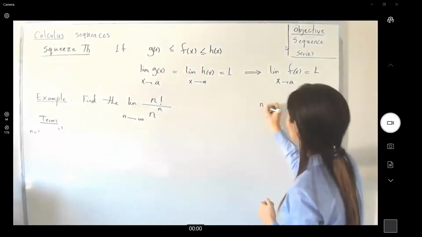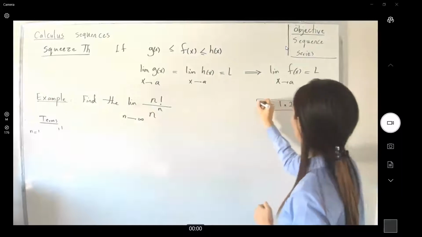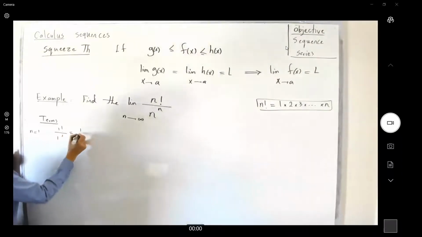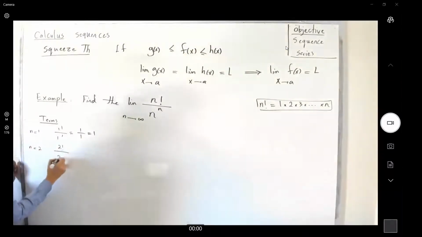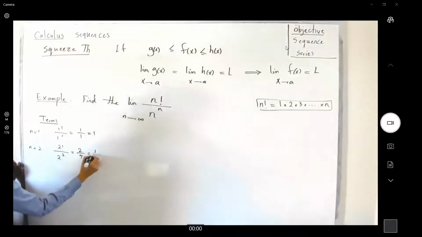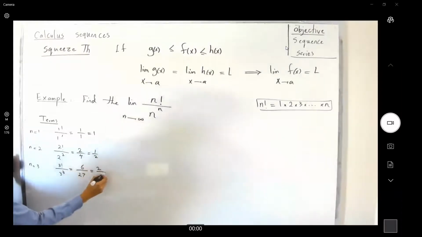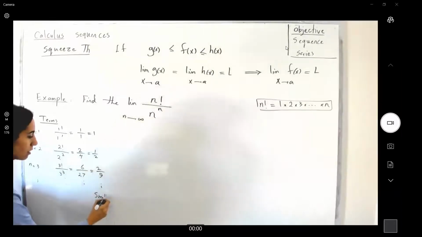Remember that n factorial is defined this way: 1 times 2 times 3 times n. Okay. So if n is equal to 1, you get 1 factorial divided by 1 to the first power, which is 1 over 1. It is 1. If n is equal to 2, you get 2 factorial divided by 2 squared, you have 2 over 4 or half. If n is equal to 3, you get 3 factorial divided by 3 to the third, which is 6 over 27, or 2 over, let's see, 9. So as you can see, the terms of the sequence are getting smaller and smaller.